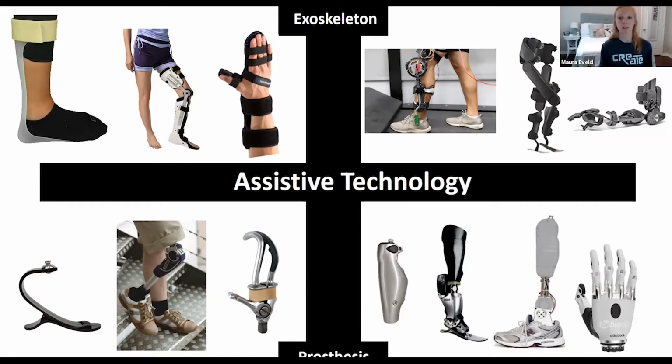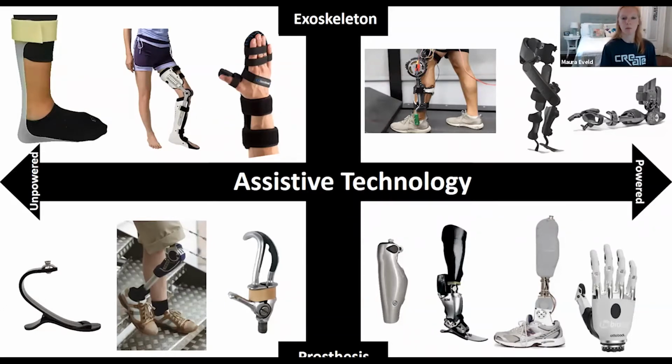Now, as you can see on the screen here, all of these devices can be made with varying levels of complexity. Many, like those on the left side of the screen, are unpowered, which means they have no electronics or motors and instead rely on rigid elements or springs to provide assistance. We often use the word passive to describe these types of unpowered devices. But many others are powered, like those on the right side of the screen. So they're equipped with motors and control architecture that allows them to provide active motion.